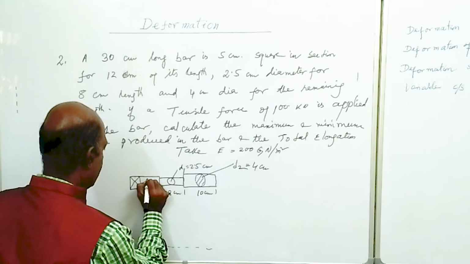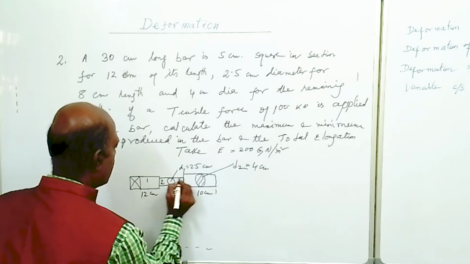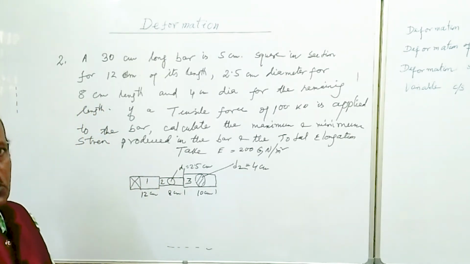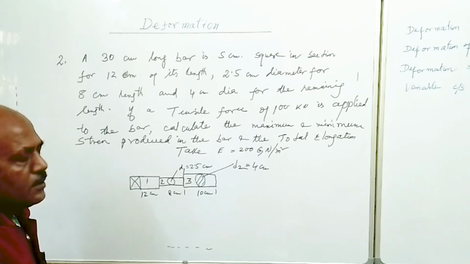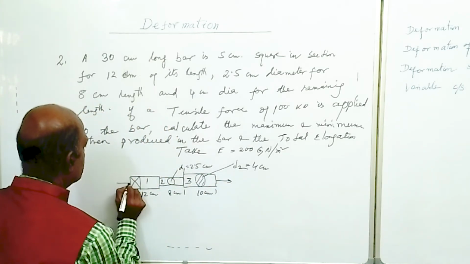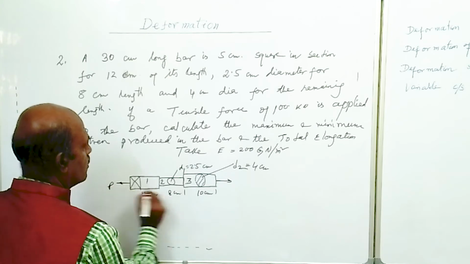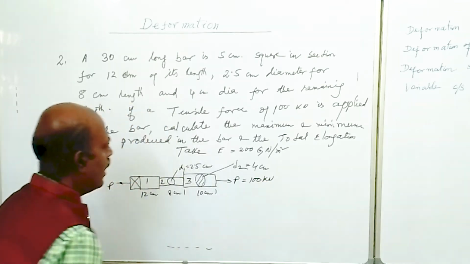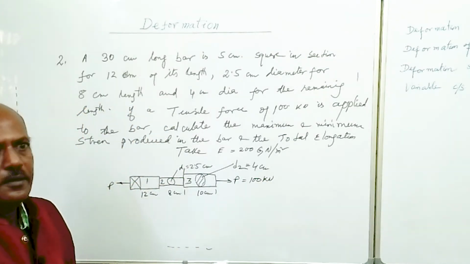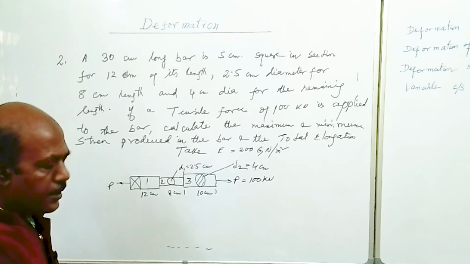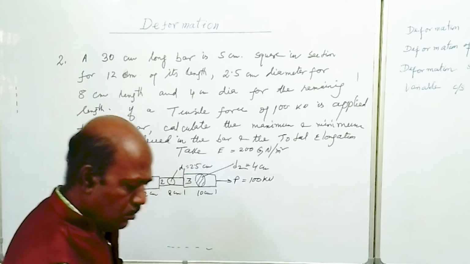So we give the names first section, second section and third section. We will calculate the deformation produced in the first, second and third sections, and this bar is under load. P is the tensile force, given as 100 kilonewton. Now 100 kilonewton force P is applied, so all the sections are under the same load, that is 100 kilonewton. Now we will solve this problem.